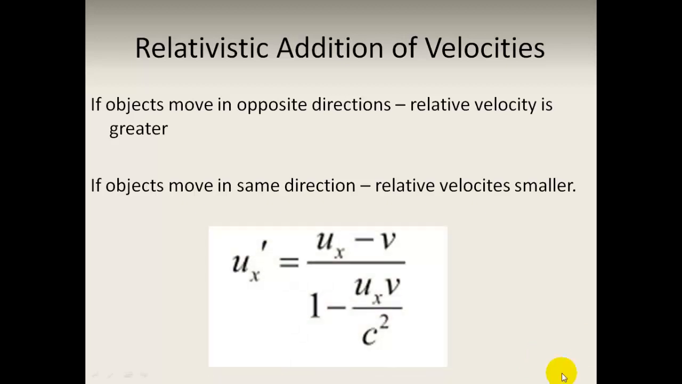And this is the equation we should use. And this is as it stands in the data booklet. U prime is the speed of our car as measured from the other frame of reference. Ux is our measurement of our car from our frame of reference. V is the speed of the other frame of reference relative to us.